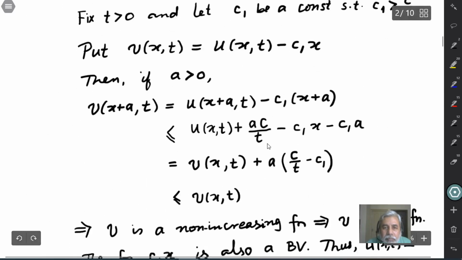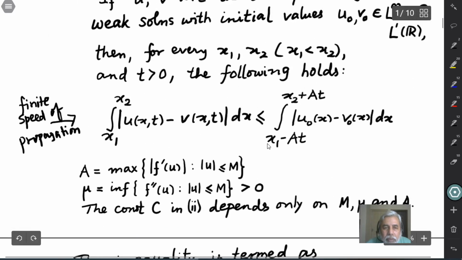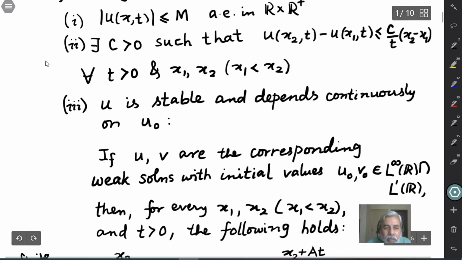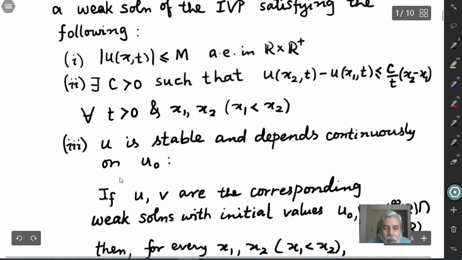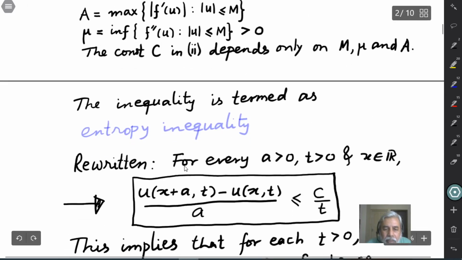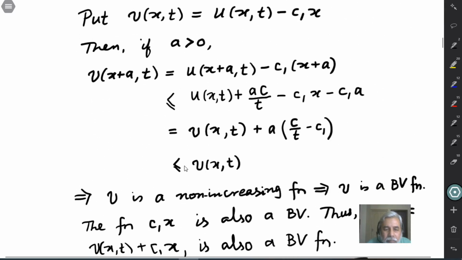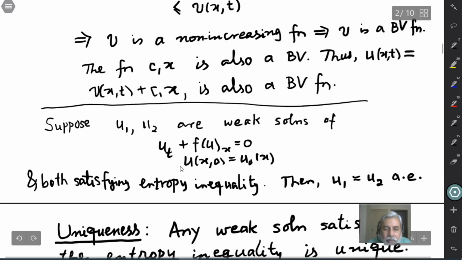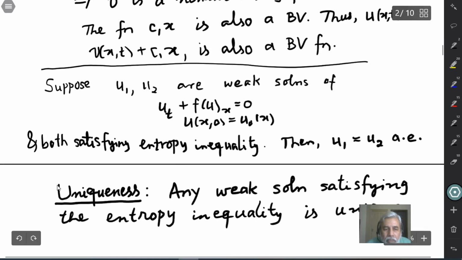As I stated, the third part of the theorem is very much technical, so I will not handle it here. And the same is with the uniqueness theorem, which is also quite technical. So any weak solution satisfying the entropy inequality is unique.